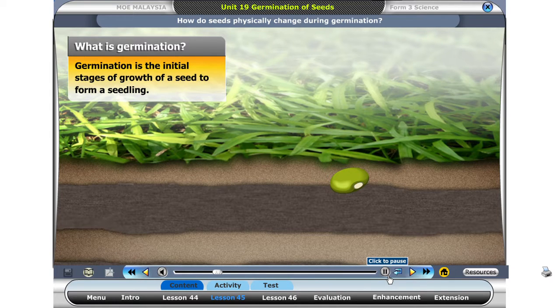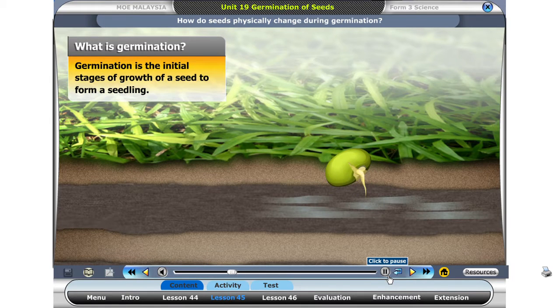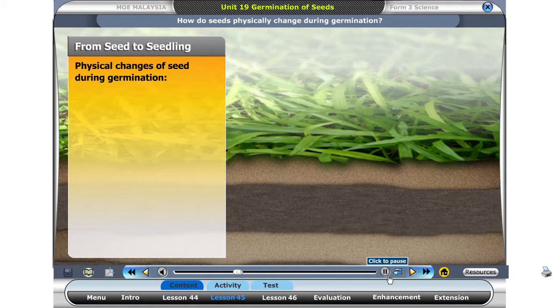Do you know what germination is? Look at the animation. You are looking at how a seed germinates. Germination is the initial stages of growth of a seed to form a seedling. What happens to a seed when the conditions are right for germination? Let's observe the physical changes it undergoes.